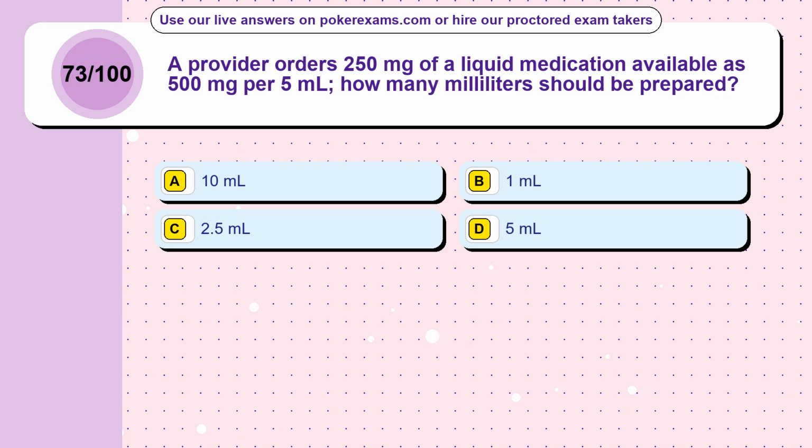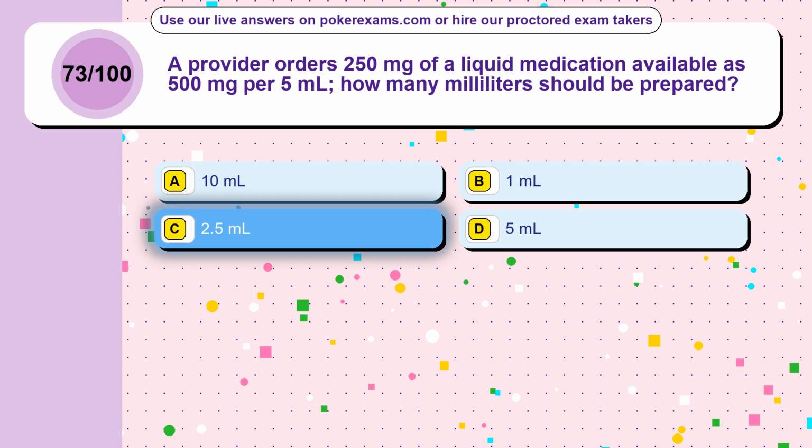Question 73. A provider orders 250 mg of a liquid medication available as 500 mg per 5 ml. How many milliliters should be prepared? Option A, 10 ml. Option B, 1 ml. Option C, 2.5 ml. Option D, 5 ml.